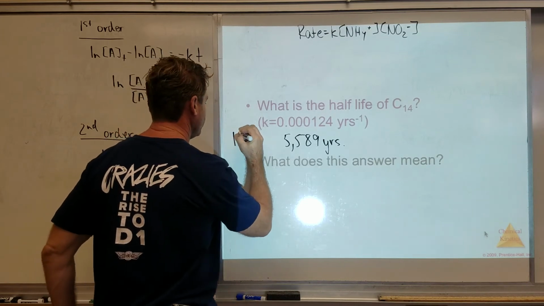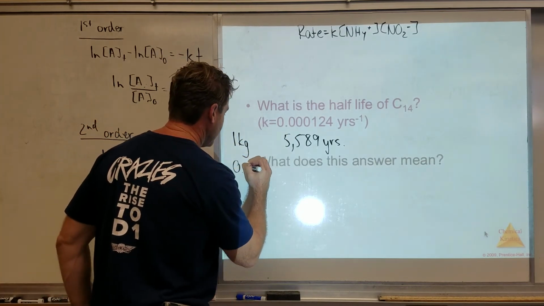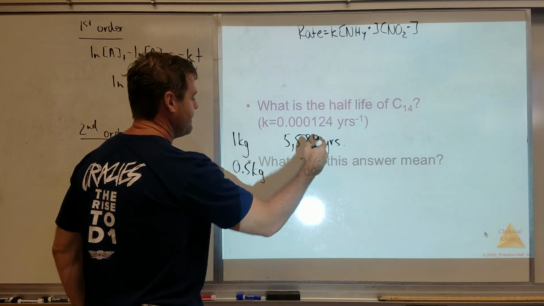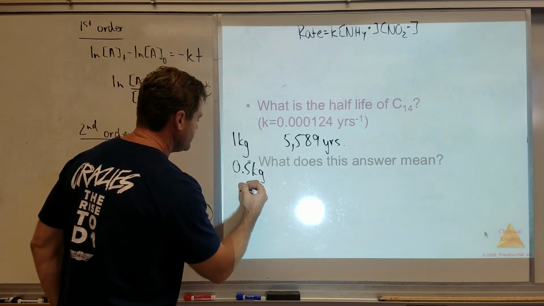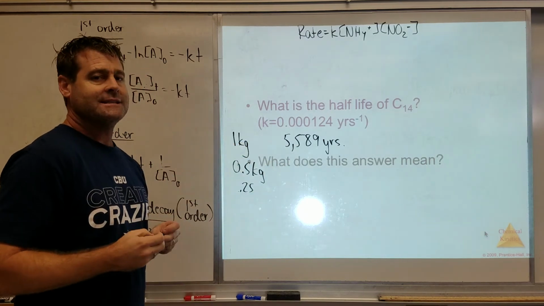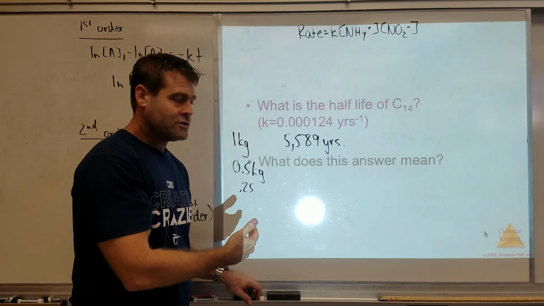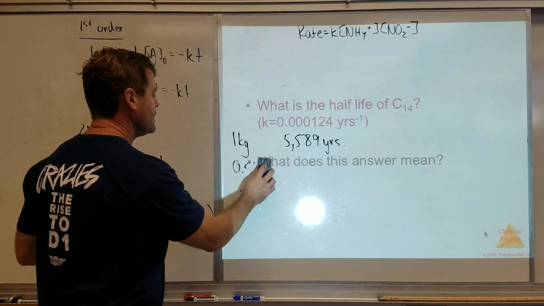So what that tells you is if I had a certain amount of carbon-14, let's say 1 kilogram, after 5,589 years, I'm going to have half a kilogram. After another 5,589 years, I'm going to have a quarter of a kilogram. And so you're going to get half because that is consistent. Remember, the half-life is not dependent upon how much I have, the concentration. It's only dependent upon the rate constant.